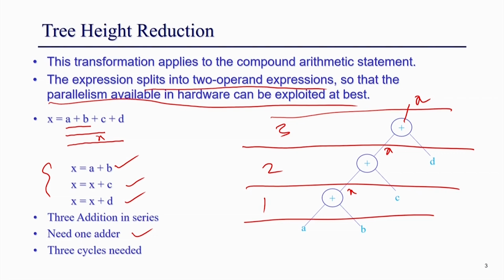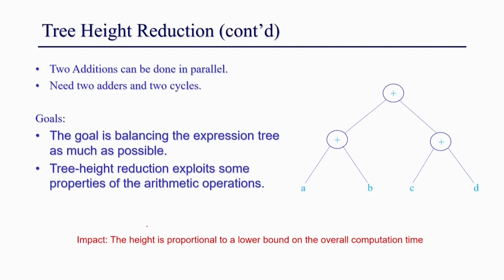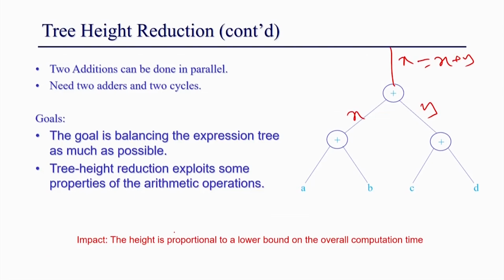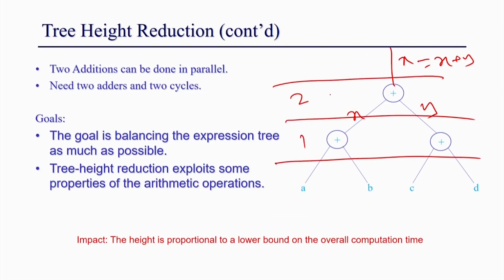On the other hand, if I do a plus b first and c plus d in parallel, because we can do that, and then merge these results, that is what is shown here. I do a plus b here and c plus d here, say this is y, and then x equals x plus y, which is doing the same thing, right. But now I need only 2 cycles. In the first cycle I can do these two in parallel, and this is in the second cycle.